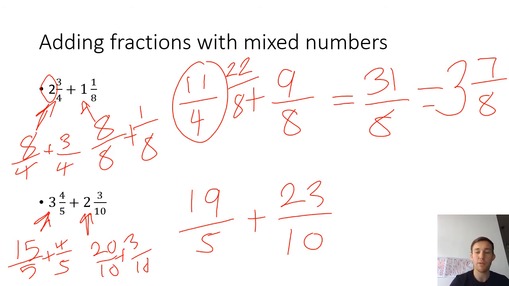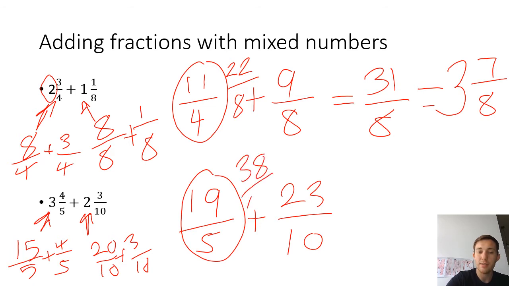or both of them if the question needs to. So in this case, I only need to convert the first one, and again, I only need to double it because 5 times 2 is 10. So I can turn my fifths into tenths by multiplying by 2. So that would give us 38/10. And then I can do 38 add 23, which would give me 61. So I've got 61/10. So I'm still working with tenths.